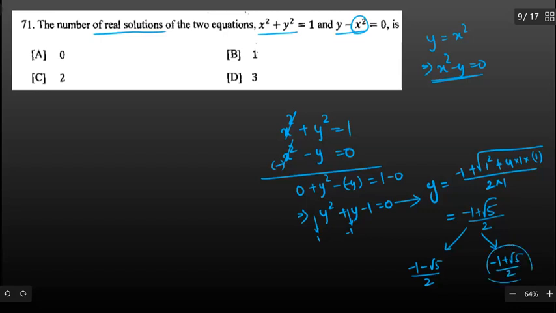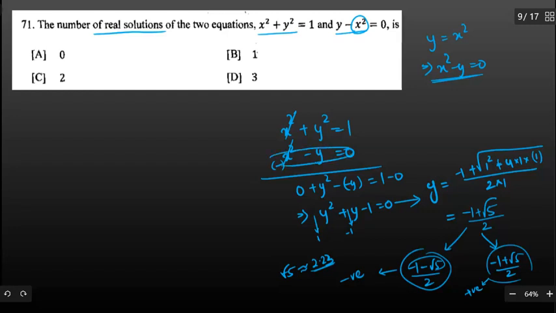Now from these values we can identify that minus 1 minus root 5 is negative. Why? Because root 5 somewhere lies around 2.22 or 2.23. So minus 1 minus 2.23 is a negative quantity, so this is negative. And since root 5 is greater than 1, 2.23 is greater than 1, so this is the overall positive quantity.